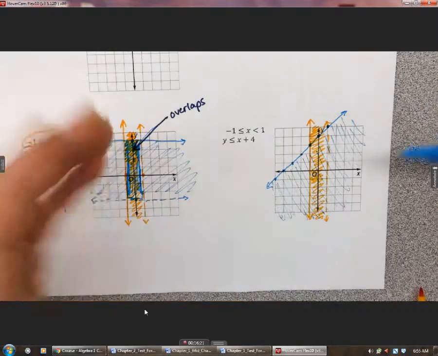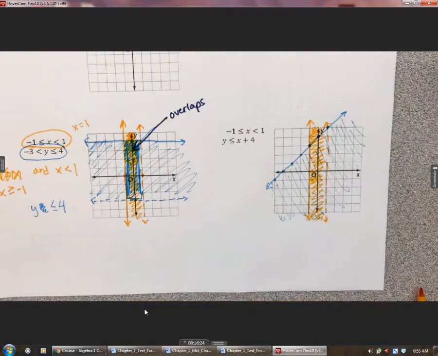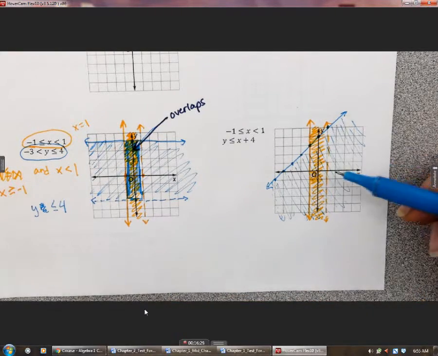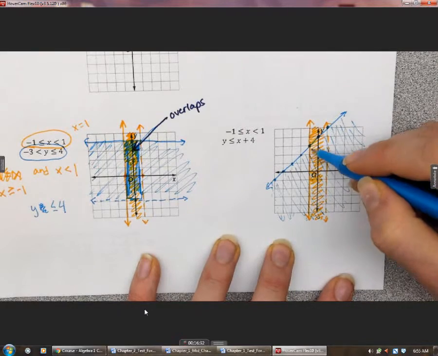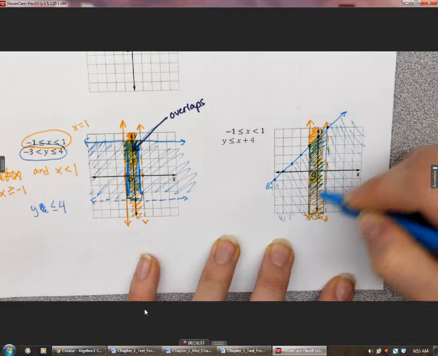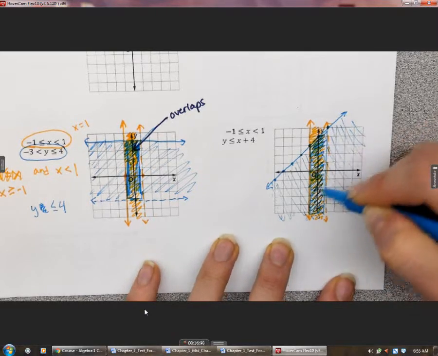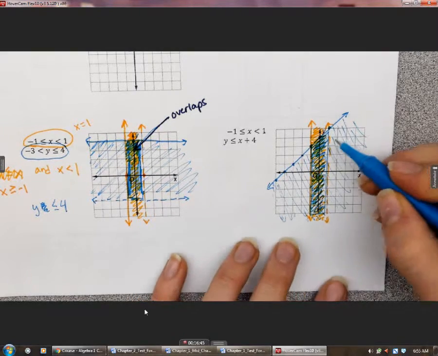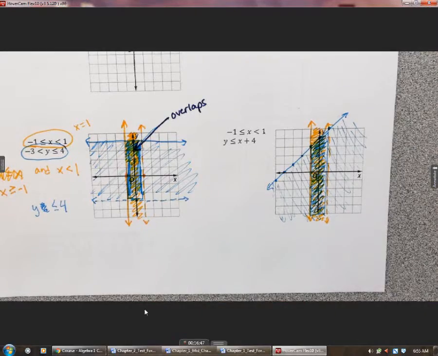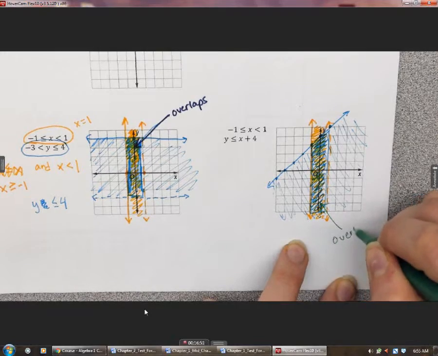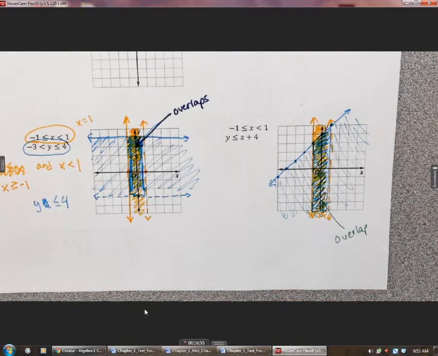Again, I'm ignoring my other lines. I'm just shading underneath the blue. And I need to see where these guys overlap. Where do the yellow and the blue overlap? Well, right in this region right here. That's where it overlaps. Whew. All right, that's part 1.